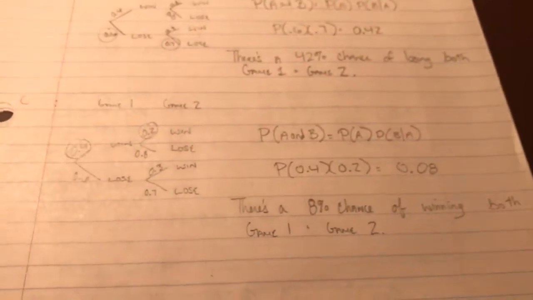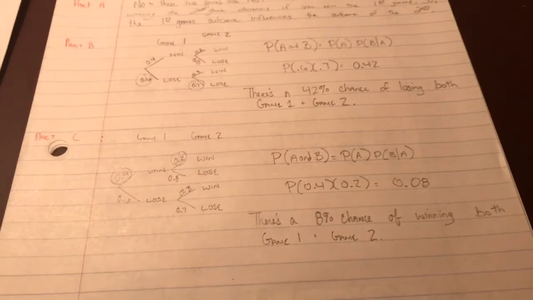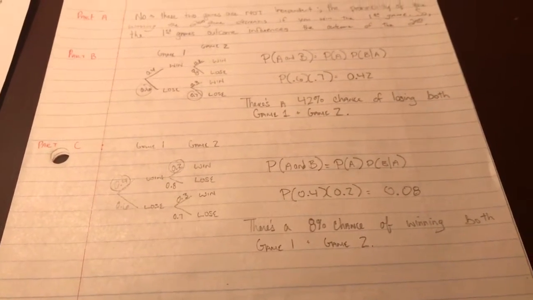Now, part C is asking the probability that you win both games. So you do the same thing. Multiply the 2 wins, 0.4 and 0.2, and you get 0.08. So there's only an 8% chance of winning both Game 1 and Game 2.